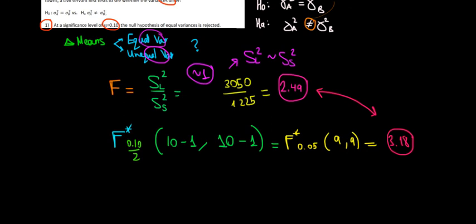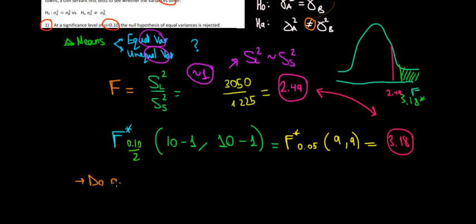Is our value in the rejection region or not? Now let me draw that better. We have here the F distribution, and we know that the critical value is going to be 3.18, so it's somewhere over there. Now this is going to be our rejection region, values at least equal to 3.18. Our value is 2.49, so it's somewhere over here. We can see that it's not in the rejection region, so we're going to give the appropriate conclusion, which is that we do not reject H0.